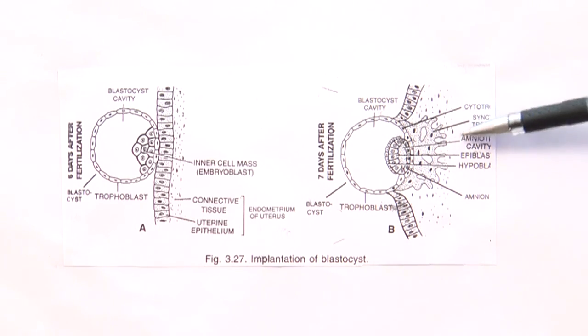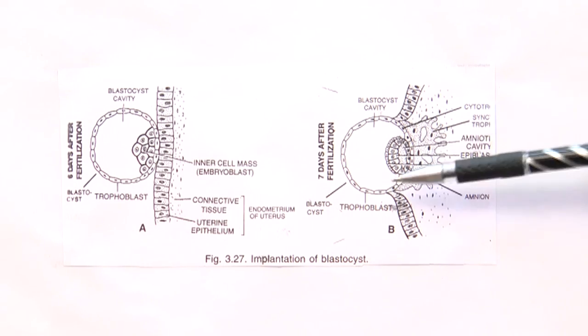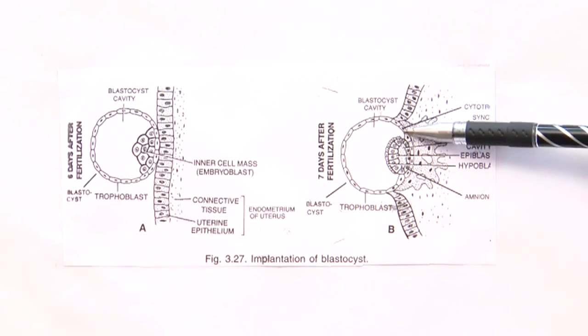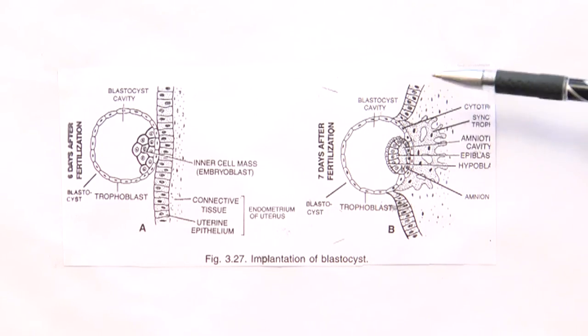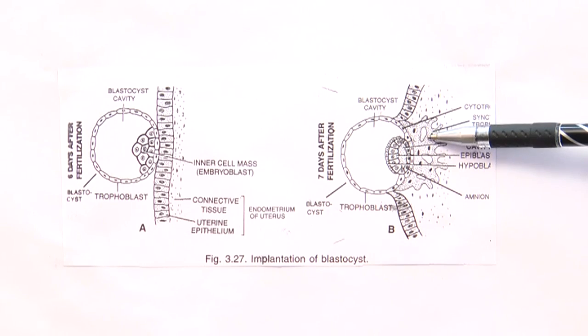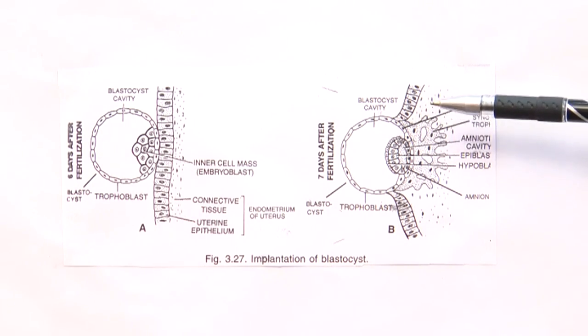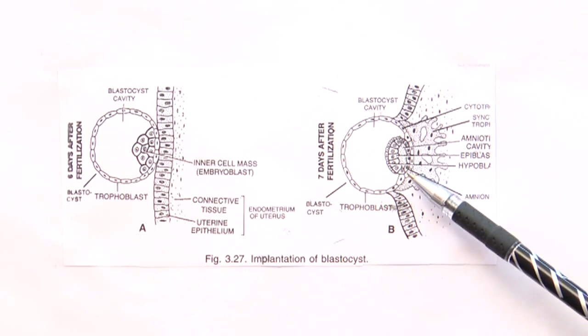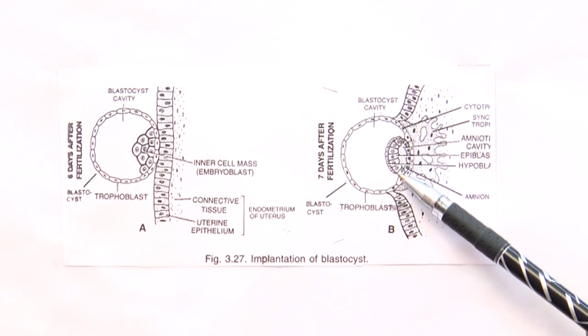One is the syncytial trophoblast. Here you can see there are many nuclei, but it is not divided into cells. And this is the cytotrophoblast. These are cellular. So this is the cytotrophoblast, which is cellular, and this layer which looks like an amoeba in the diagram is the syncytiotrophoblast. And apart from this, we have also seen that the inner mass starts getting differentiated into 2 layers.